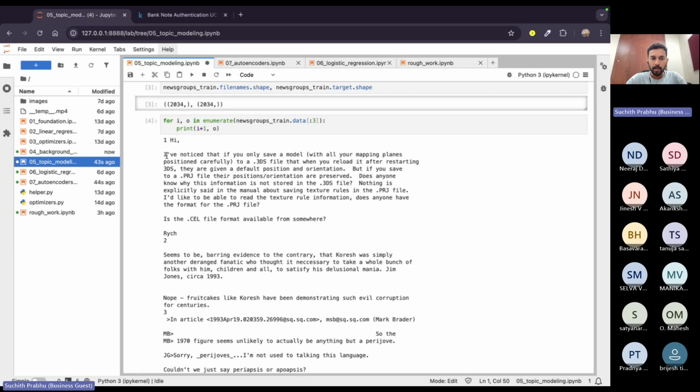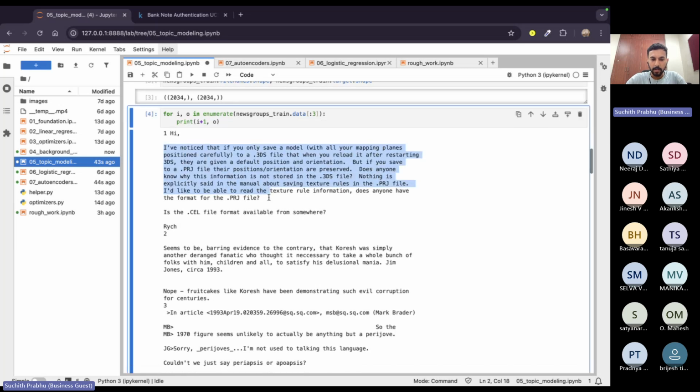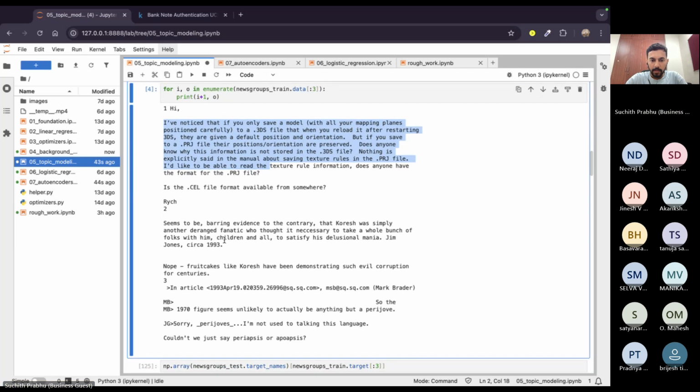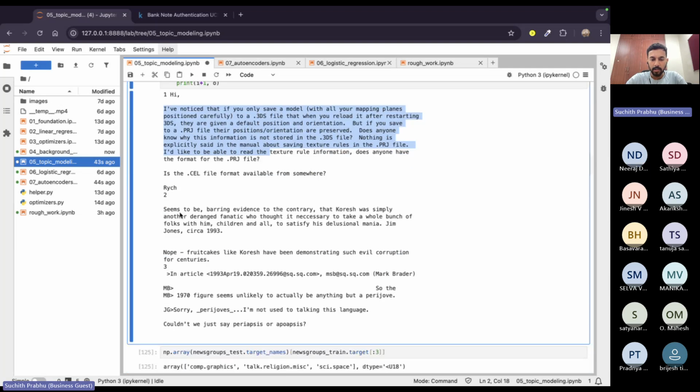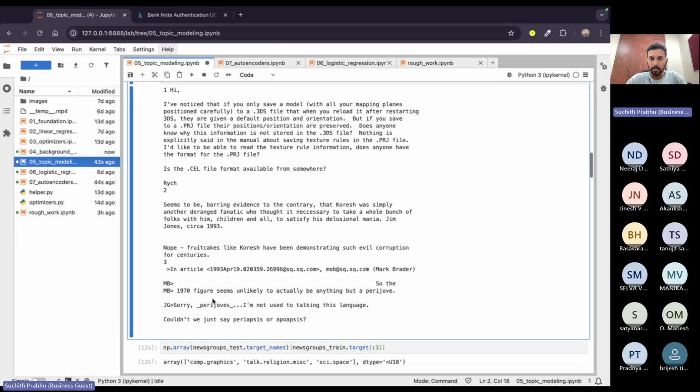So the first one is related to graphics, the second one I guess is related to religion, and the third one is space.